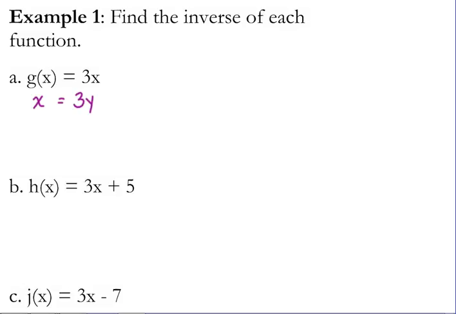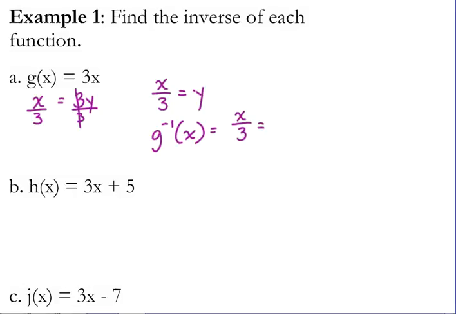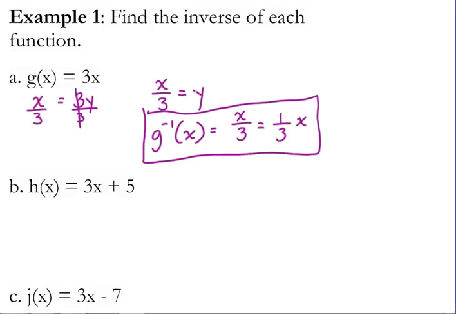We're solving for y. So what do we do? Divide both sides by 3. So we've got x over 3 is equal to y. We've got y by itself, so we replace it with the inverse notation. I prefer that to be on the left side of the equation, so I'm just going to flip it around. You can write that as x over 3, or you may see it as 1/3 times x. You just need to recognize that those are equivalent to each other. So there is our rule for the inverse of 3x.